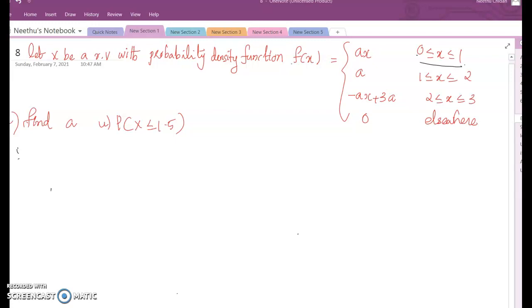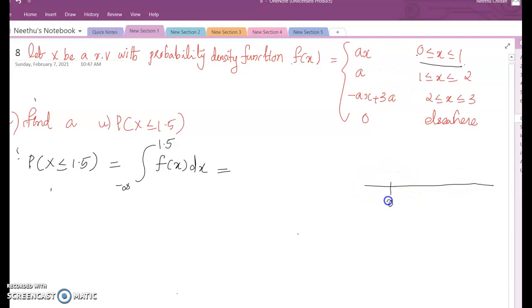Next, find P of x less than or equal to 1.5. That is the integral from minus infinity to 1.5 of f of x dx. From 0 to 1 the function value is ax, from 1 to 2 it is a, and from 2 to 3 it is minus ax plus 3a. We have to integrate from minus infinity to 1.5.